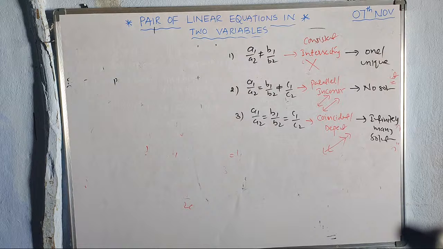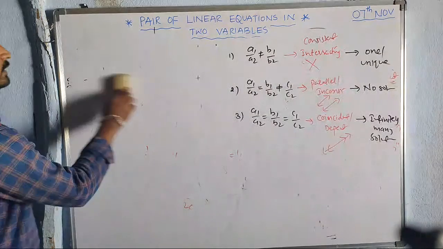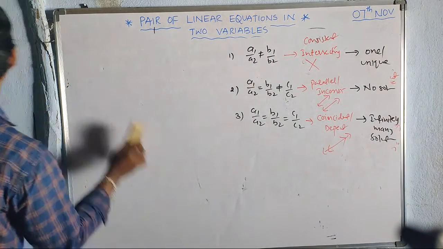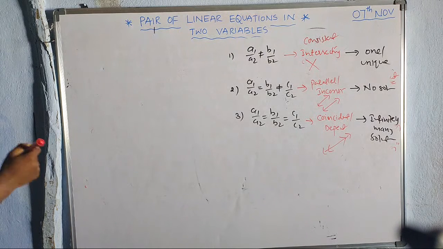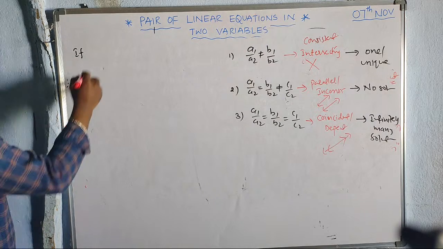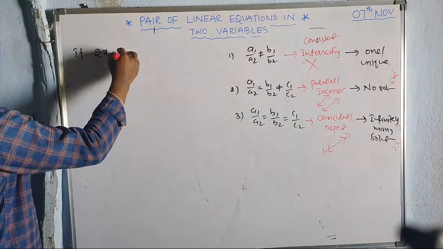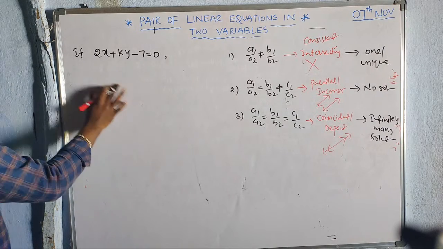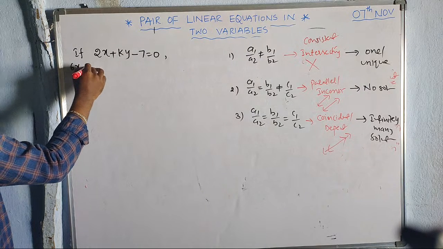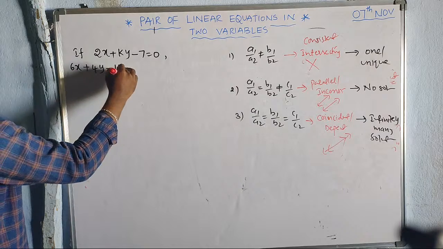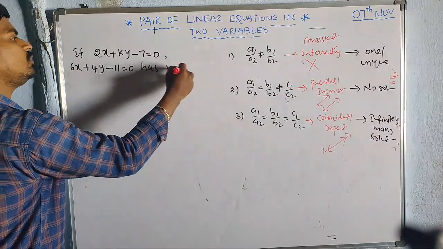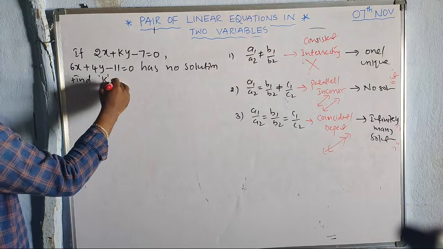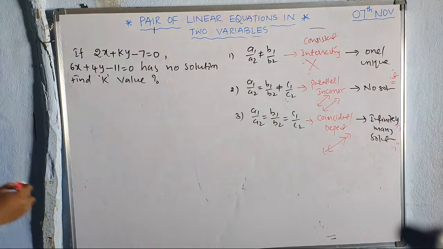Next, friends, observe another problem based on these conditions, but a very, very important one. If 2x plus ky minus 7 equals 0 and 6x plus 4y minus 11 equals 0 has no solution, find the value of k. Okay, it is a problem, friends actually.